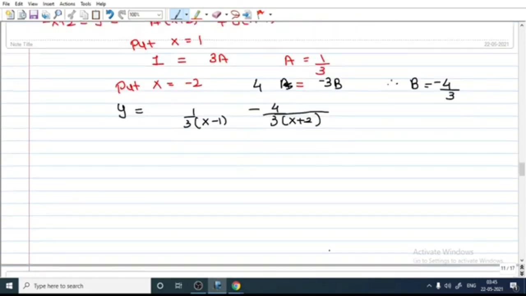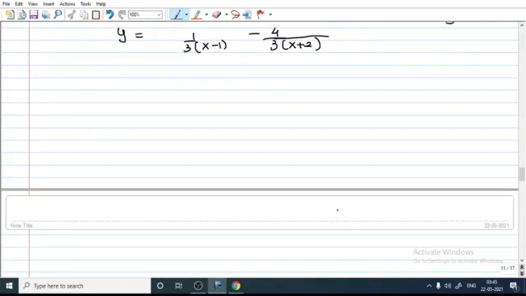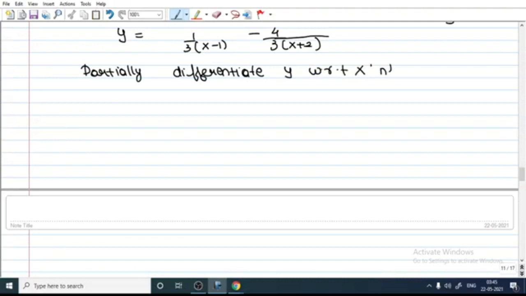Now partially differentiate y with respect to x n times. So what are we going to get?